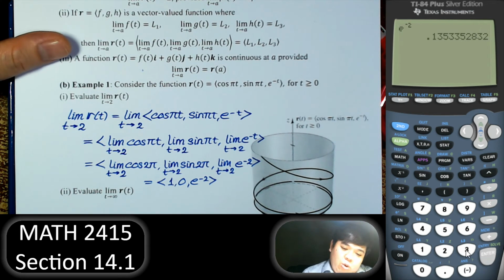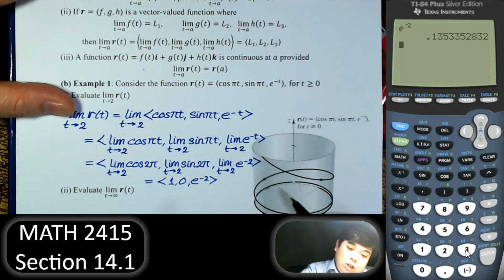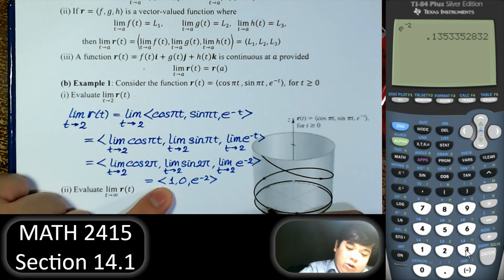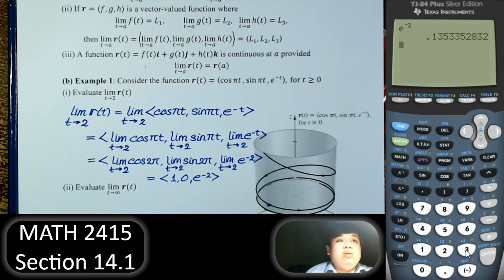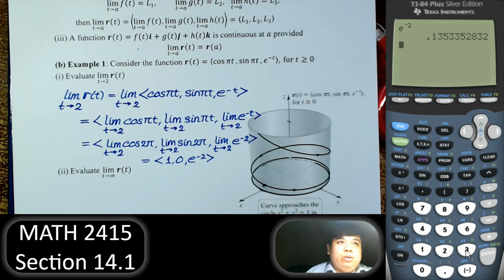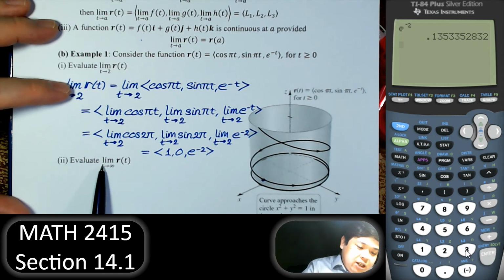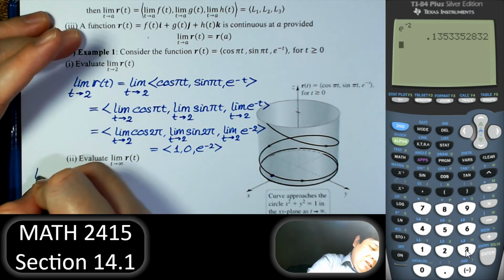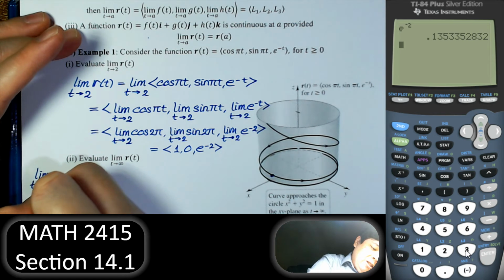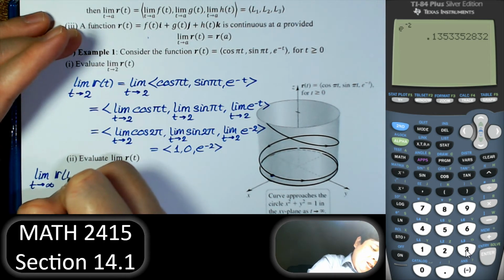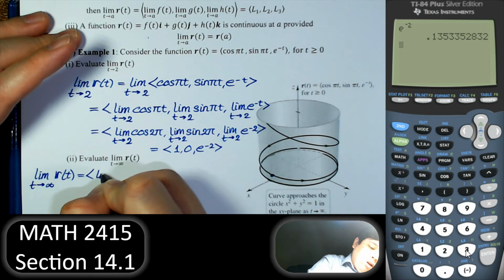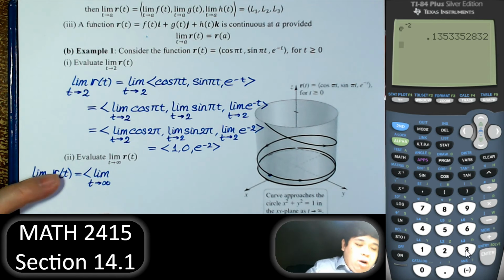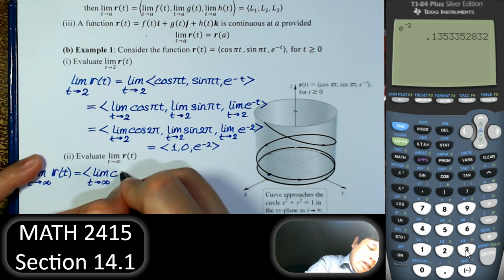We need e to negative 2. Right, about 0.1. So I guess when t approaches 2, we have a point, let's say 1 on the x-axis. So it's about there. Now evaluate this limit as t goes to infinity. Now this is interesting. First we put the limit to the cosine pi t, sine of pi t, and e to negative t.